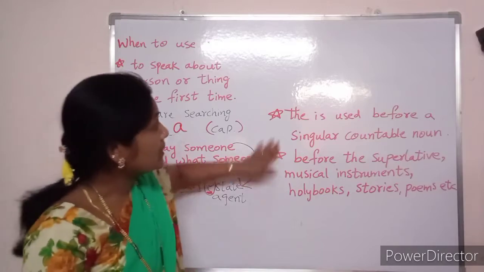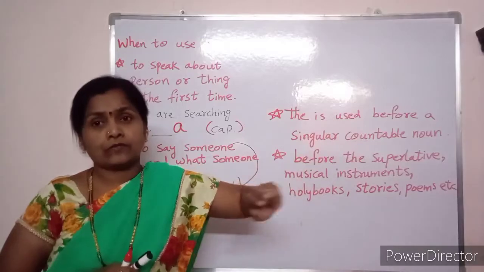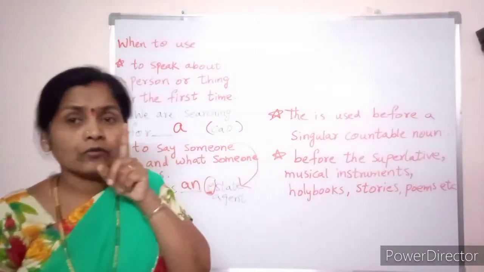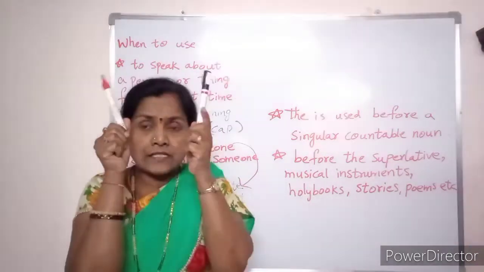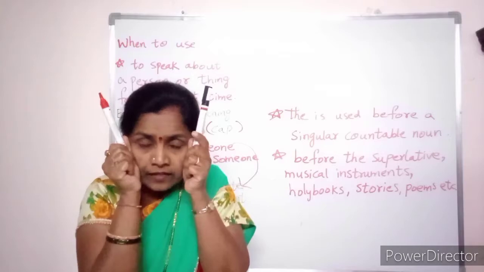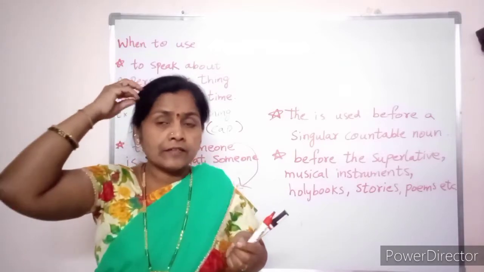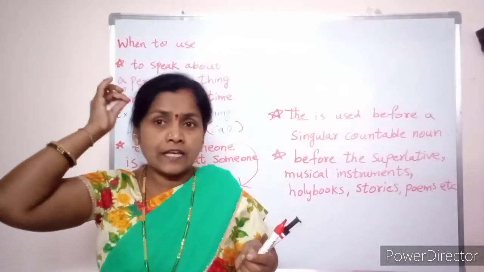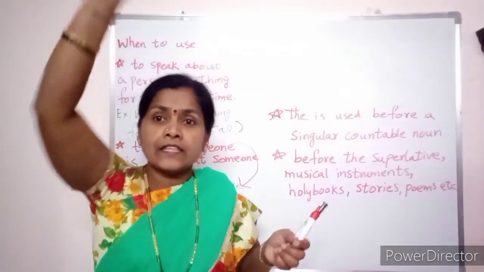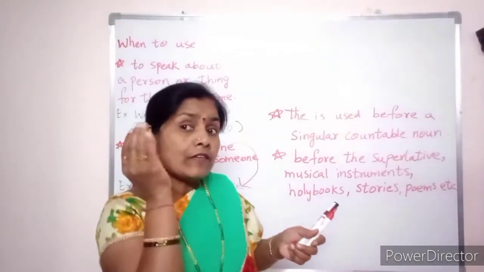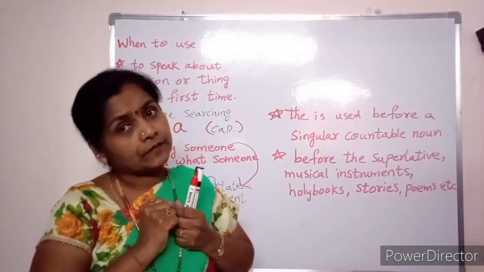Okay. Now coming to the. The is used before a singular countable noun. Countable means which can be counted. Now I have 2 pens in my hand. I have 2 pens, so I can count them. Now I can't say that there are many hair. Can I count the hair on my head? They are uncountable. Can we count the stars in the sky? They are uncountable. So before a singular countable noun we will use the.